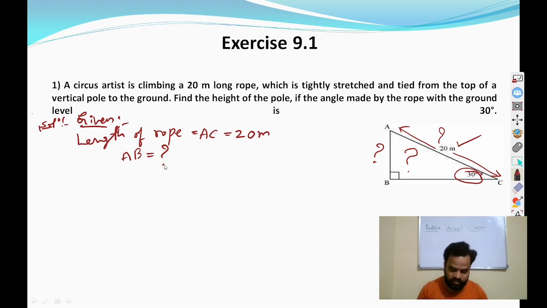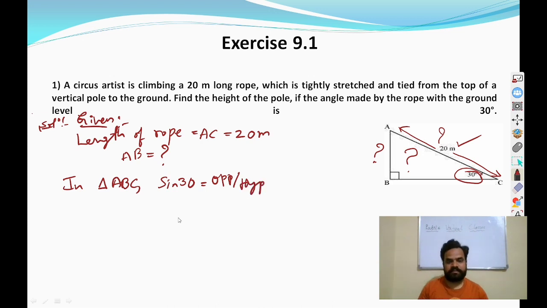Opposite and hypotenuse, in which trigonometric function will we get both opposite and hypotenuse? That is sine. So in triangle ABC, I will take sin 30. What is the ratio? Opposite by hypotenuse, right? What is the value of sin 30? 1 by 2 is equal to, what is the opposite side here? AB. What is the hypotenuse side here? AC. Right, now cross multiply, this AC comes here, and therefore AB is equal to AC by 2, which is equal to, how much is AC? AC is 20 by 2.